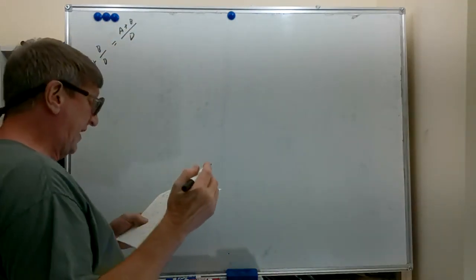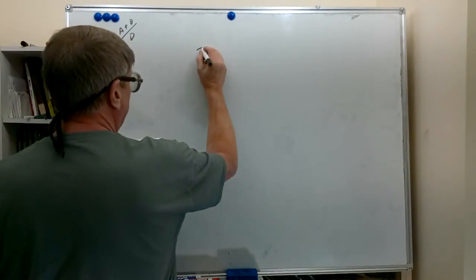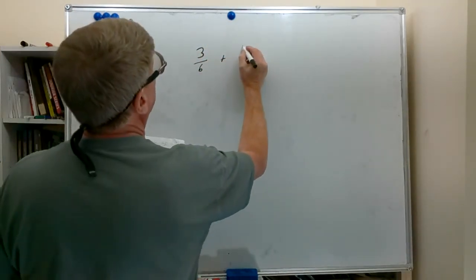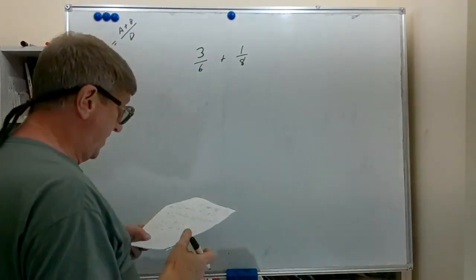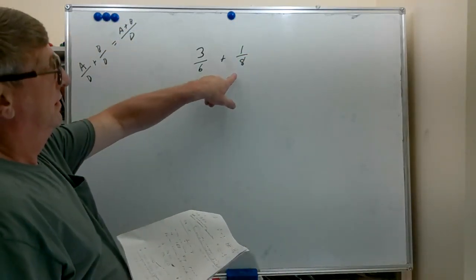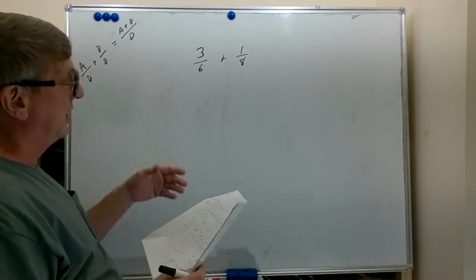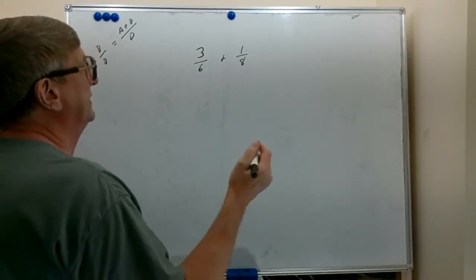We'll do one more example. We're going to do a number of examples. 3 over 6 plus 1 over 8. Now here, neither of these are prime. We could count up by 6s and we count up by 8s. Let's do that real quick.